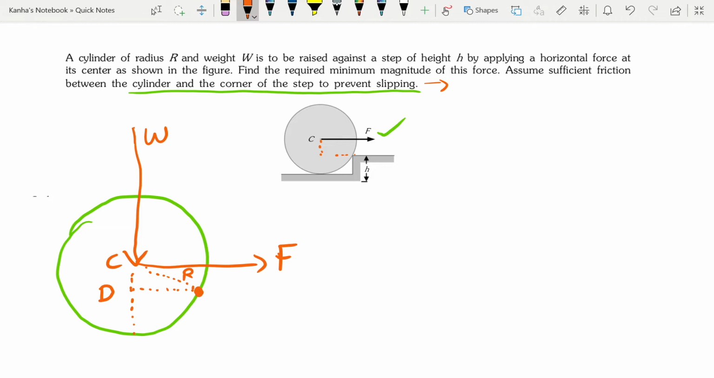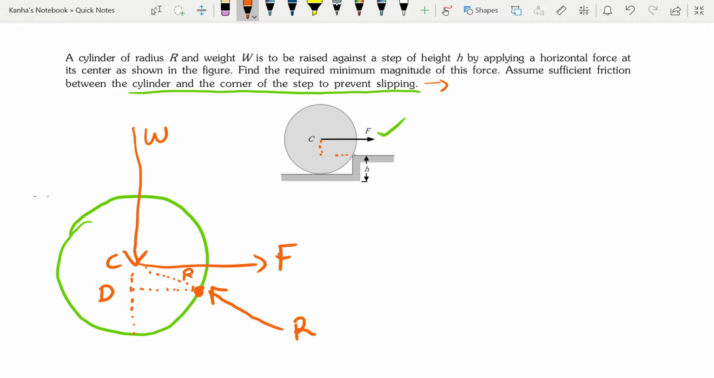Now the weight W, the pull F, and the reaction R from the center. Because this is the contact that is there, there will be a normal reaction from this point towards the center. I have drawn everything down in a simple free body diagram. Now we need to find the conditions such that there is rotational equilibrium.